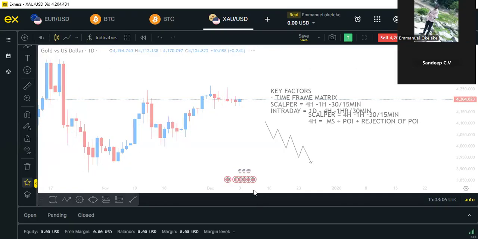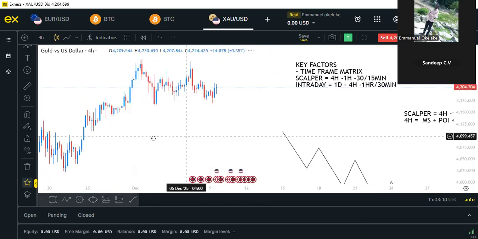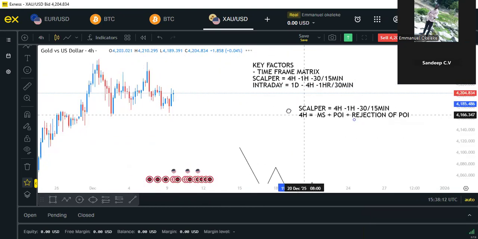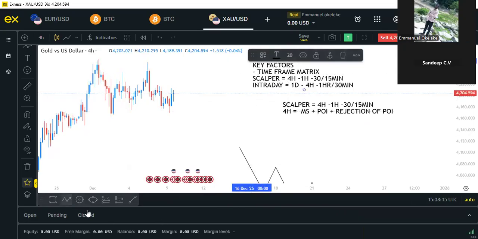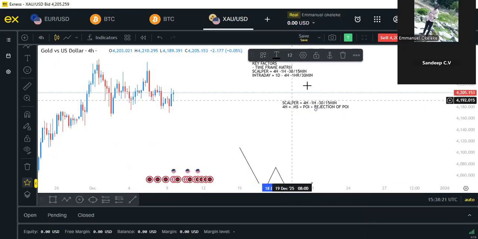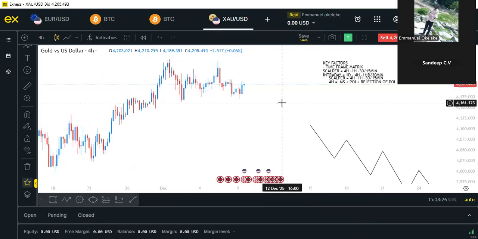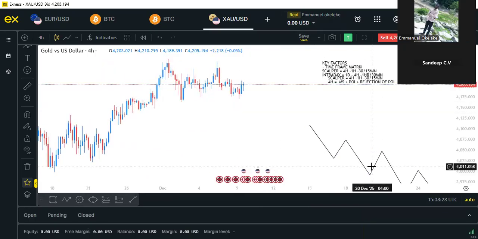So we are going to be working with gold. Let's see what we can tap out of gold. As we are working, we are having a logical demonstration of it. So let me reduce this so that we can have enough space. Okay, so this is the 4-hour time frame on gold.